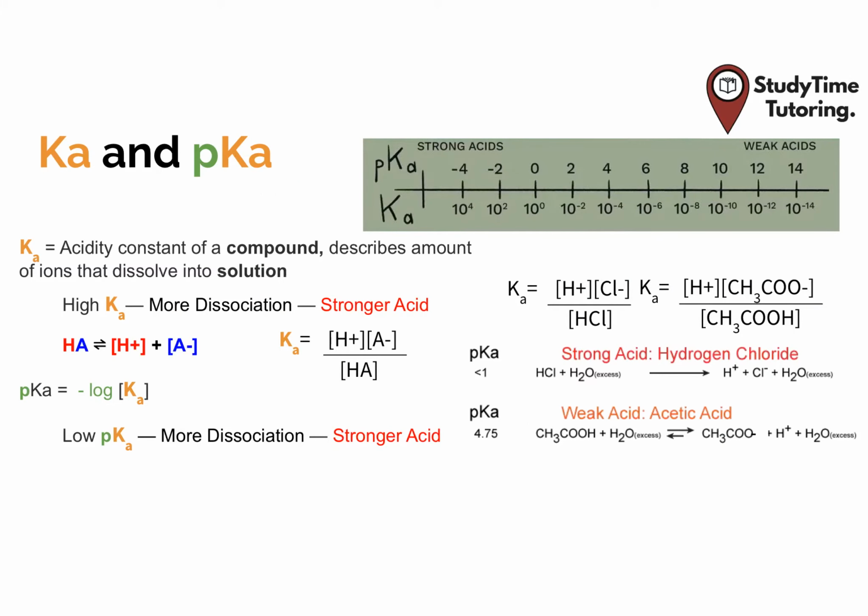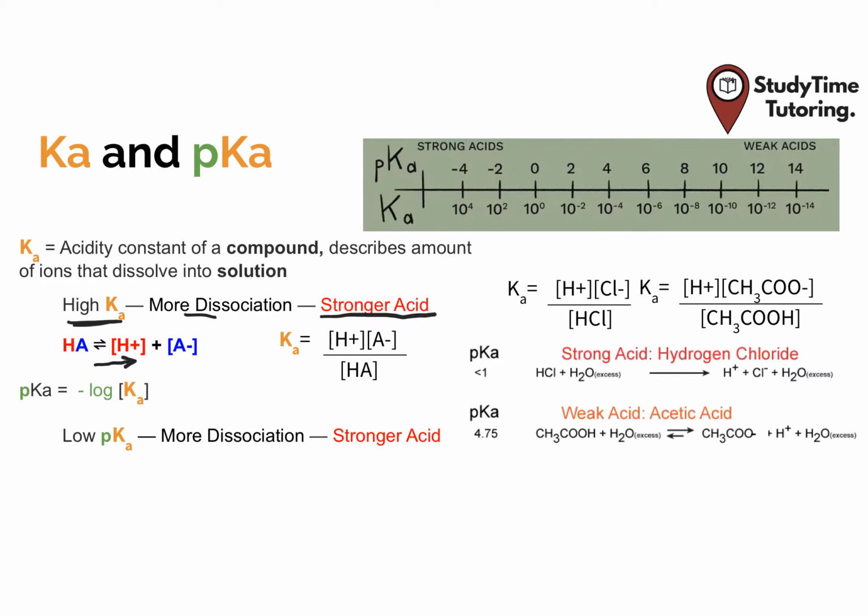So Ka is an equilibrium constant, specifically for acids. Now, it's going to tell me how many ions I can expect to dissolve into solution. So with a high value for Ka, I can expect the forward reaction to be pretty large. So therefore, I'm going to get more dissociation, and the compound itself is said to be a stronger acid.